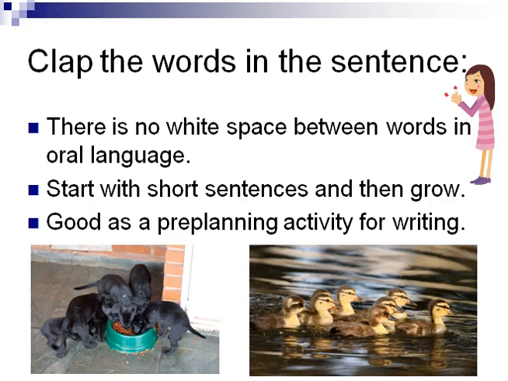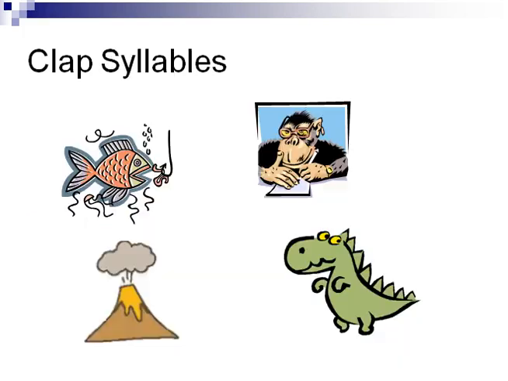Let's start at the most basic level, detecting words in a sentence. There are no white spaces between words in oral language as there is in written language, so students need to listen carefully to detect individual words in a sentence in order to do this task. If children need extra support, couple a short sentence with a picture such as, "The dogs are eating," or "The ducklings are swimming in the pond."